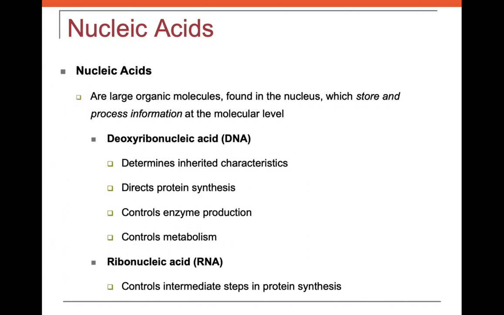They're found in the nucleus, which store and process information at the molecular level. DNA, the deoxyribose nucleic acid, is going to determine your inherited characteristics. It's going to direct protein synthesis, right? It contains the directions. It controls enzyme production. It's going to control your metabolism. But the RNA, the ribose nucleic acid, this is going to control the intermediate steps in protein synthesis.